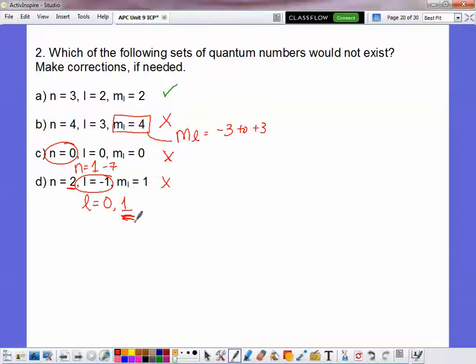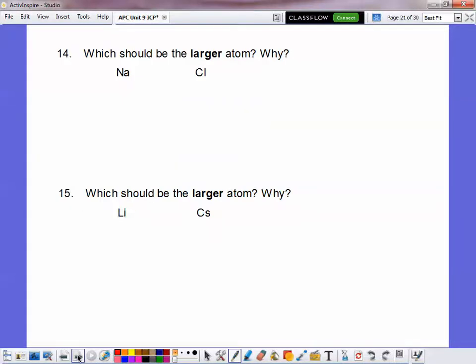But let's start off just talking about some of the trends. We're going to start with atomic size, with these ones. So 14 and 15 are discussing the size of the atom, or the radius of the atom. In general, what is the overall trend for atomic size?